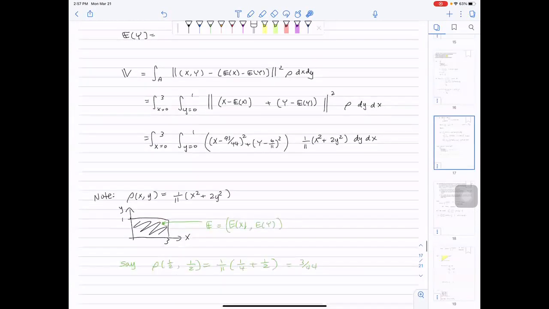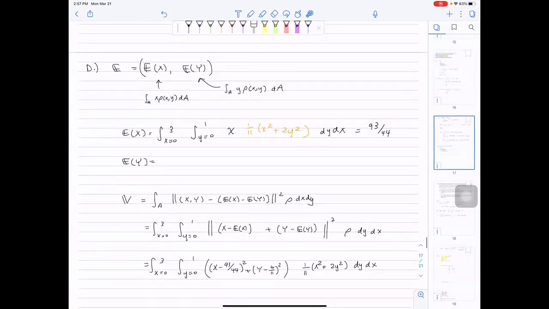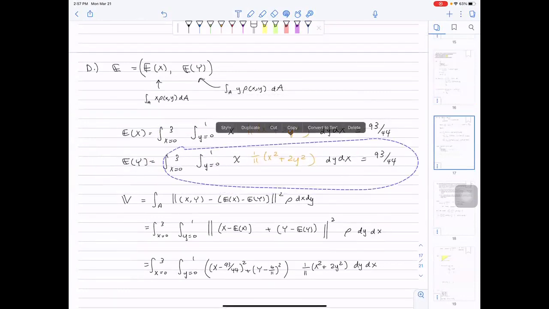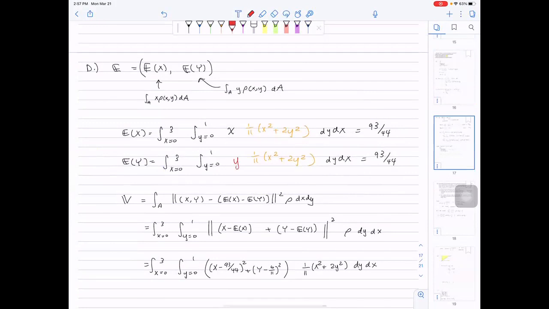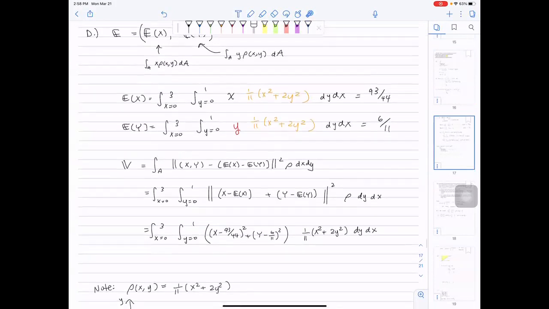Okay. And for the expectation of y, same thing, except in our expression, we want this to be y instead. And you'll get 6 over 11. And for variance, following the formula, I believe Bryce also does an example in his videos of these in case you want to get another example.